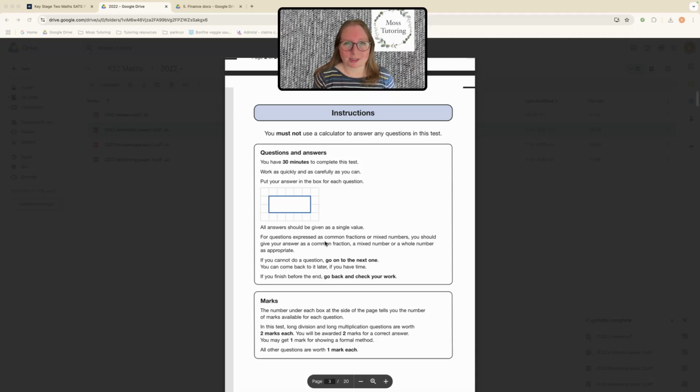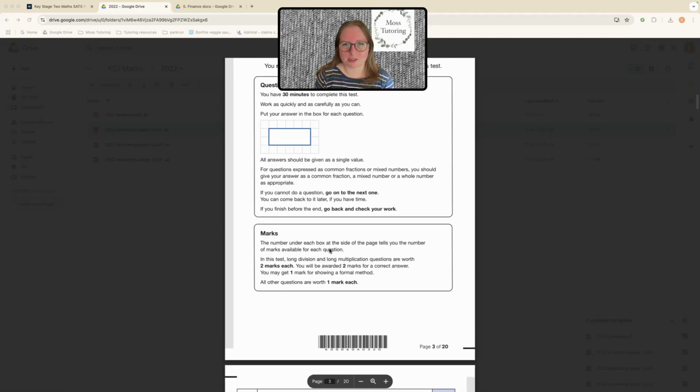All answers should be given as a single value. For questions expressed as common fractions or mixed numbers, you should give your answer as a common fraction, a mixed number, or a whole number as appropriate. If you can't do one, go on to the next one. You can always come back to it later if you have time. If you're finding this is taking too long and you're still not getting to an answer, move on and then come back, because there could be other questions where you can gain some marks. If you finish before the end, go back and check your work. It's always good to do that.